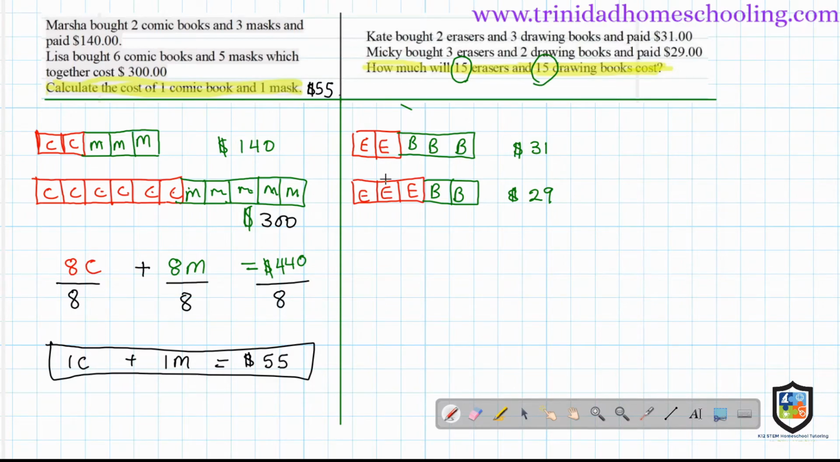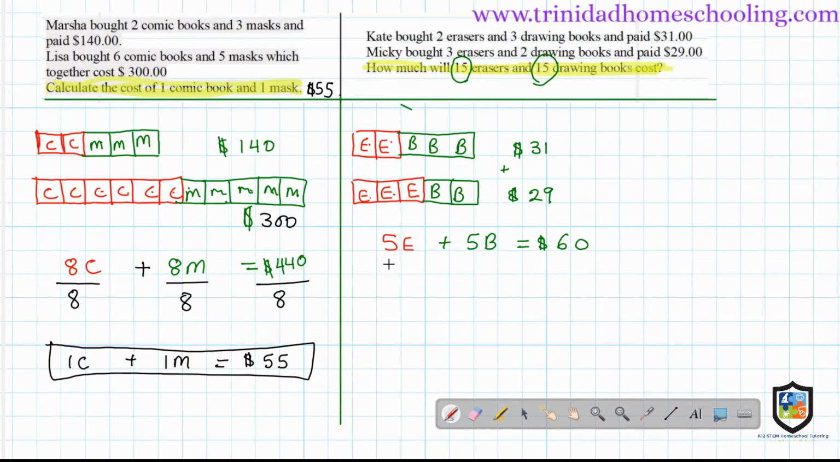Alright, so let's see how many erasers we have in all first. We have 1, 2, 3, 4, 5. 5 erasers. And we have 1, 2, 3, 4, 5 books as well. Alright, and 5 books. Now when we add all the items together, we need to add the cost as well. Alright, so this will give me $60. Okay, so 5 erasers and 5 books gave me $60.